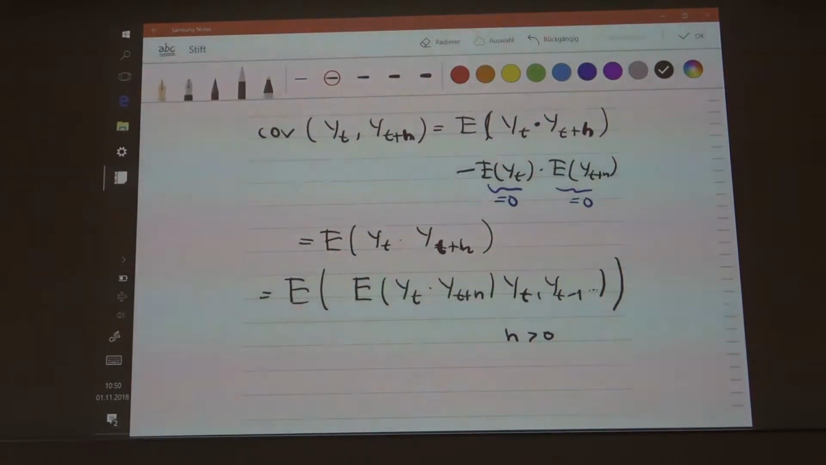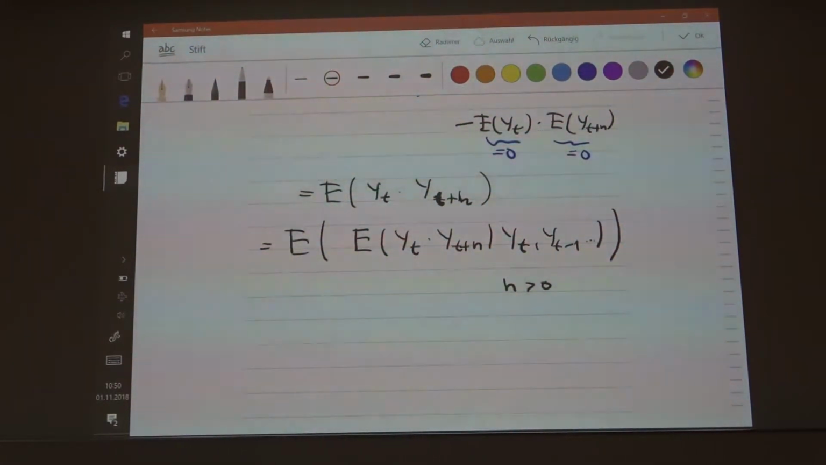It doesn't change that. Now, since this is the condition which is given, that means the past here is given, so of course this variable is going to be a constant, because it's already there, right? We already know this. Since it is a constant, you can take it out of the expectation operator. So here you're going to have y_t times the conditional expectation of y_{t+h} given y_t, and then y_{t-1}, and so forth.